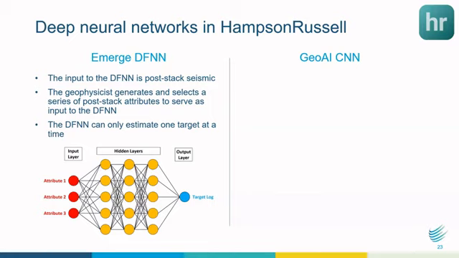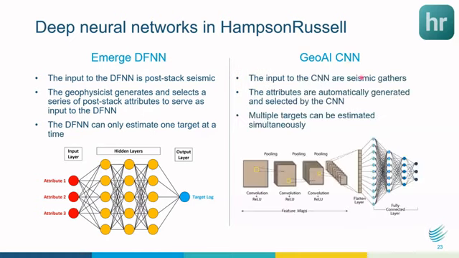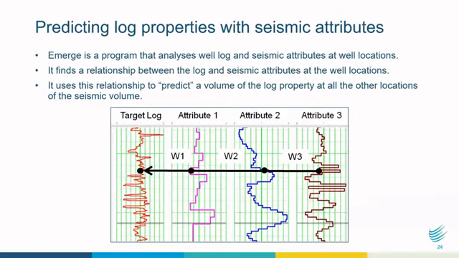And this is not the same in GOI CNN, the convolutional neural network. Here, the inputs are seismic gathers directly, and the attributes are automatically generated and selected by the algorithm, by the CNN. Also, due to the nature of this algorithm, multiple targets can be estimated simultaneously. And at this part of my talk, I will discuss the left part, Emerge DFNN, where the inputs are a series of attributes, as you remember.